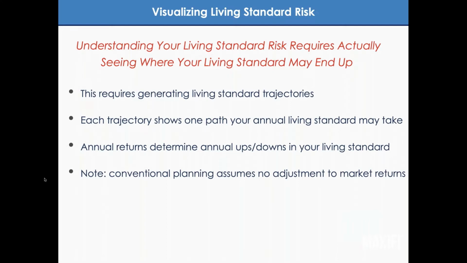And what we do is we run these trajectories. So we start off at your current age and we say, okay, let's just follow you through time based on you getting random returns that are based on what you're holding in terms of your investments. So if you're holding stocks, we take draws from the return on stocks. If you're holding bonds, we take draws from the return on bonds. If you're holding REITs, which are real estate investment trusts, we take draws on that. If you're holding gold, we take draws on that.